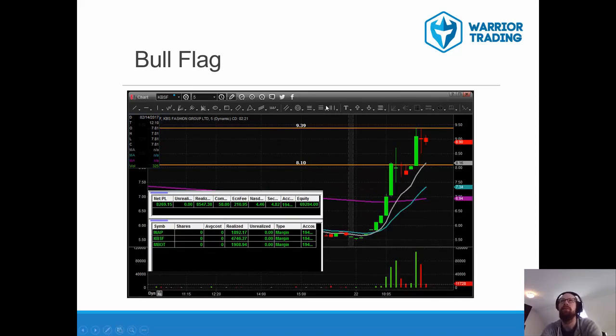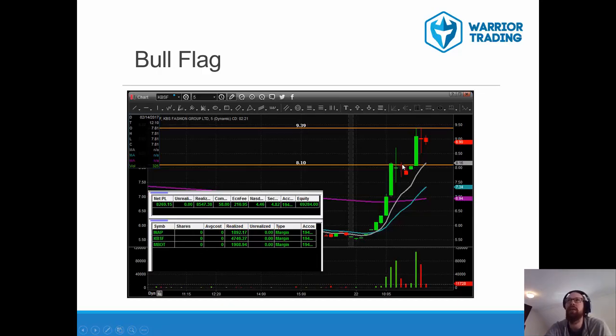This right here is a great 5-minute setup. The stock squeezed from $6 all the way up to over $8.50. I mean, that's a huge move, right? It's a 30% move in 20 minutes. Now, when I saw that move, I was like, okay, I want to get in this stock, but I need to wait for a pullback. I can't buy a stock at $8 that was at $6 15 minutes ago until it's consolidated.